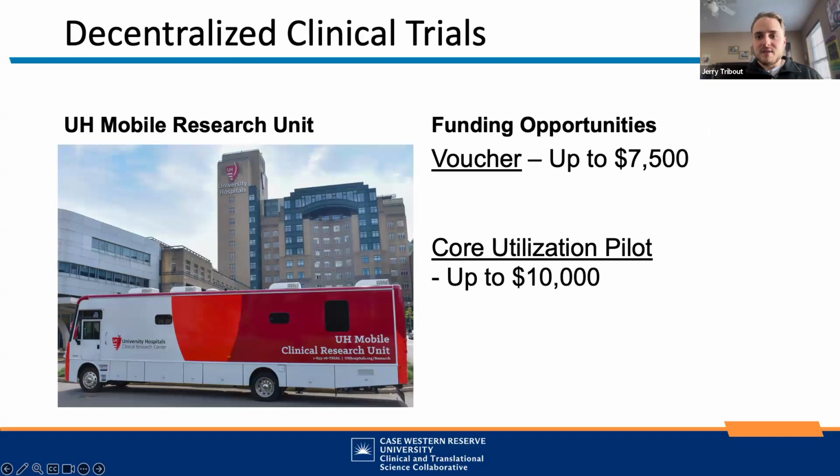Another method of decentralizing that is available to study teams in the CTSC network is the UH Mobile Research Unit. The unit features 2 exam rooms, a fully functional lab processing center, and it can be requested to take your study outside of the traditional clinic setting. The CTSC has multiple funding opportunities available that are eligible to use on the mobile unit and also other CTSC services. These include the voucher program and the core utilization program.